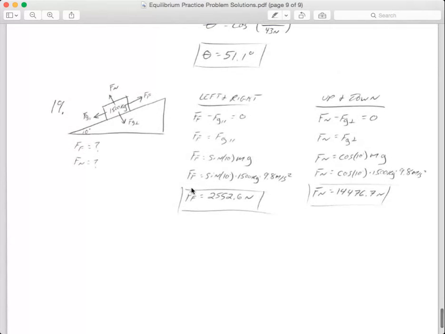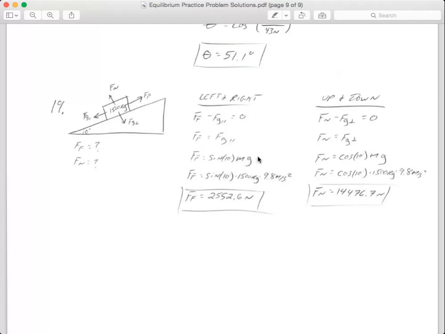Finishing it up with number 19. We've got a 1,500 kilogram car that's parked on the road. It's got an angle of 10 degrees on the hill. We're going to find the normal force, and we're going to find the force of friction acting on this car. Going left and right, my force to the right in this problem is the force of friction. My force to the left is the force of gravity parallel. So my right stuff equals my left stuff.